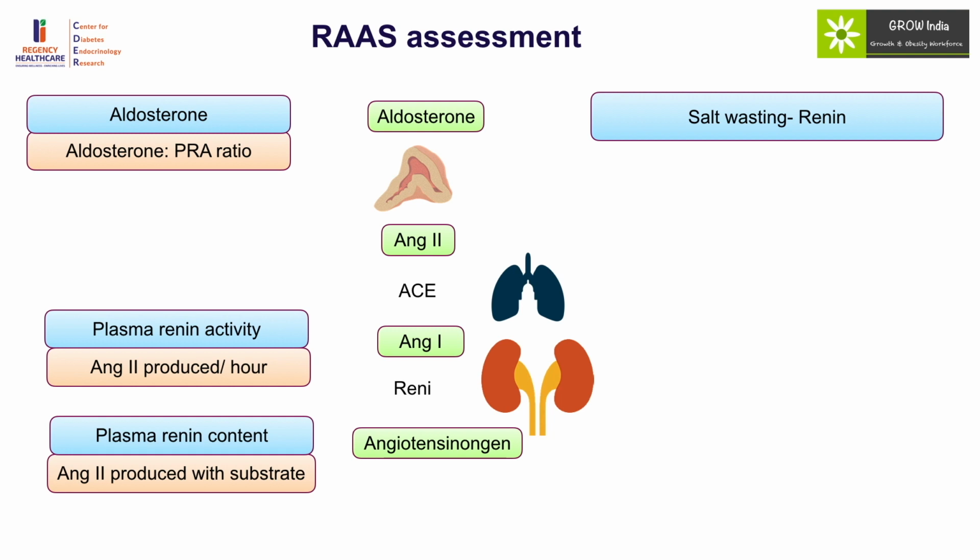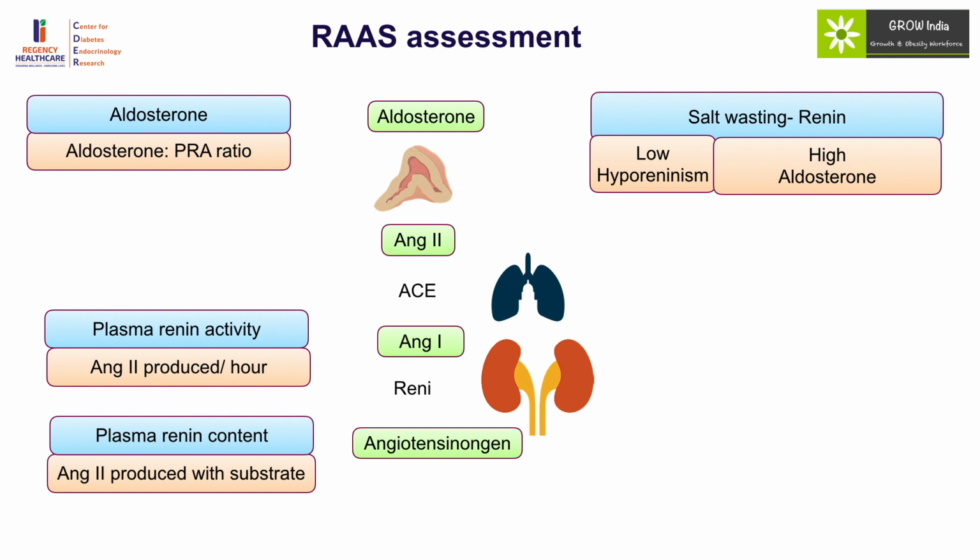In the setting of salt wasting situation, low renin is indicative of hyporeninism, while high levels should prompt evaluation for aldosterone, which if low is suggestive of aldosterone deficiency, while high are indicative of pseudo-hypoaldosteronism.